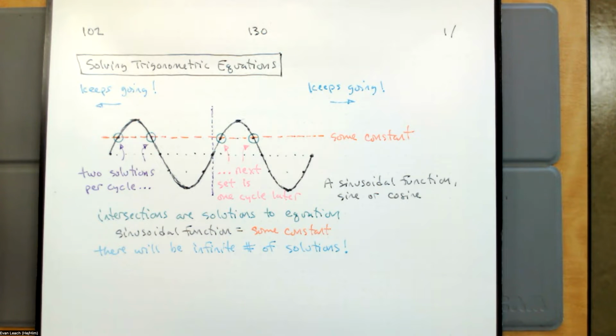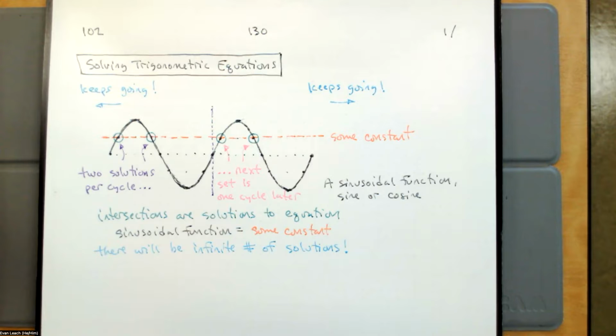What we remember from algebra is that intersections on the graph correspond to solutions of an equation. Intersections on a graph correspond to solutions to the equation, where we think the sinusoidal function equals whatever that constant is. What we want to note is that there will be an infinite number of solutions, because although I've drawn 2 cycles of our sinusoidal function, this goes on forever in both directions. We've got to find a way to figure out what all the solutions to the equation are.